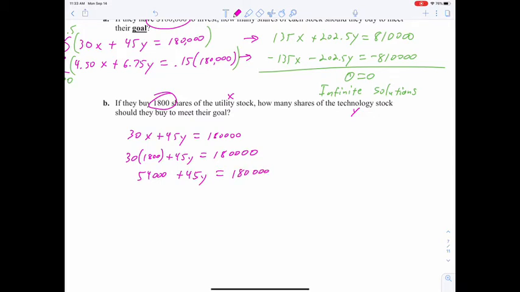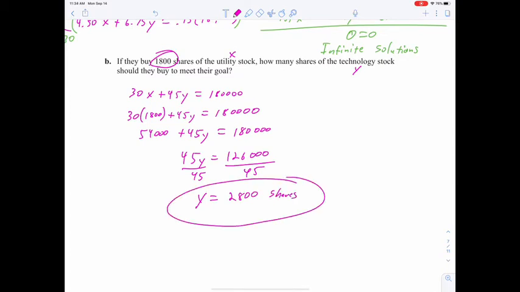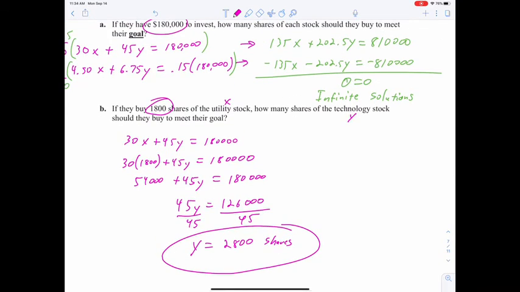We'll subtract 54,000 from both sides. So that should be 126,000. And we'll divide both sides by 45. So y equals 2,800 shares of the Y value, the technology stock. Okay.